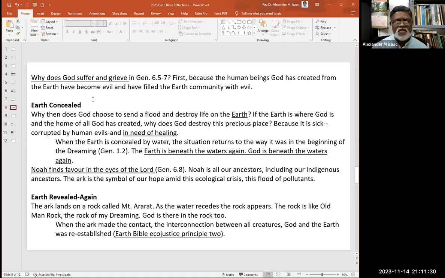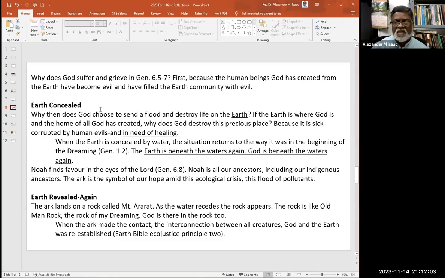Why then does God choose to send a flood and destroy the life on earth? If the earth is where God is and the home of all God has created, why does God destroy this precious place? Because it is sick, corrupted by human evils, and therefore it needs healing. When the earth was concealed by water, the situation returns to the way it was in the beginning. The earth is beneath the waters again. God is beneath the waters again. And Noah finds favor in the eyes of the Lord.